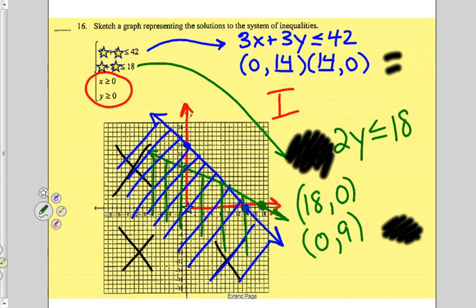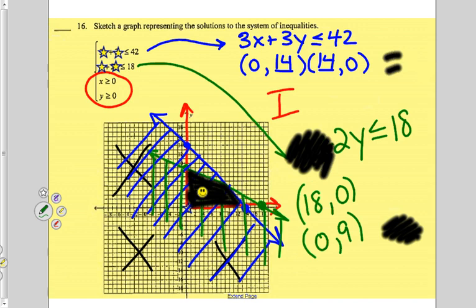We're limited to quadrant 1 only, so I think the double shaded region would be right here. That would be the solution area. Any point that you pick in that black spray painted area would be a solution to all four inequalities. Right? Pick any point in there. How about 4, 4? Yes? Pick the point 4, 4.